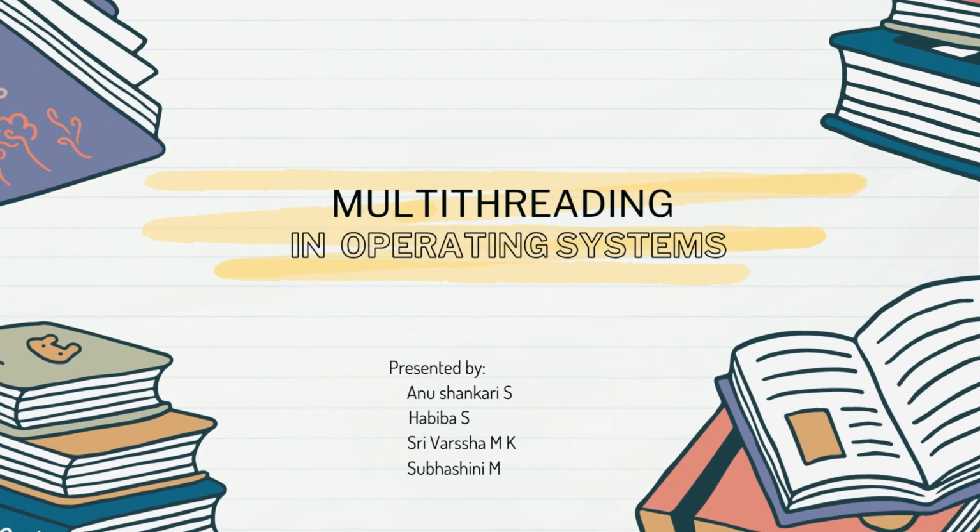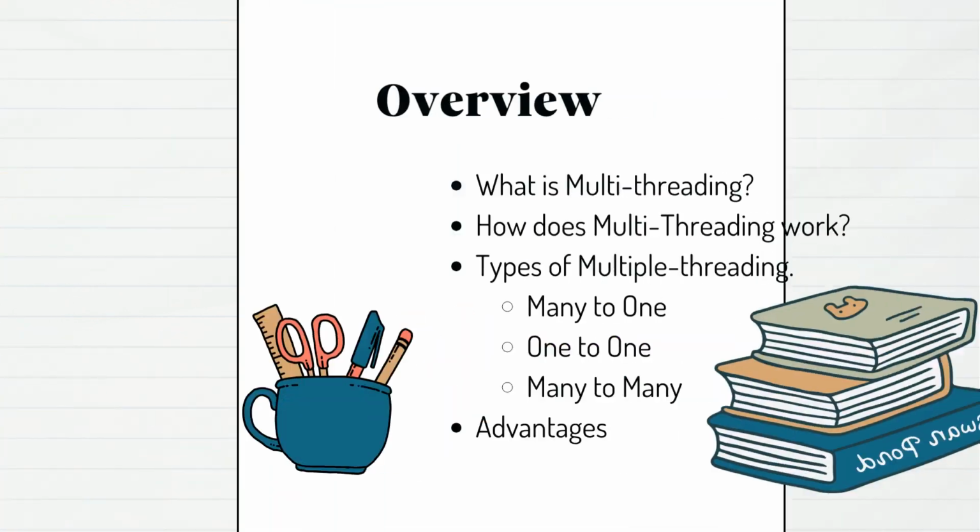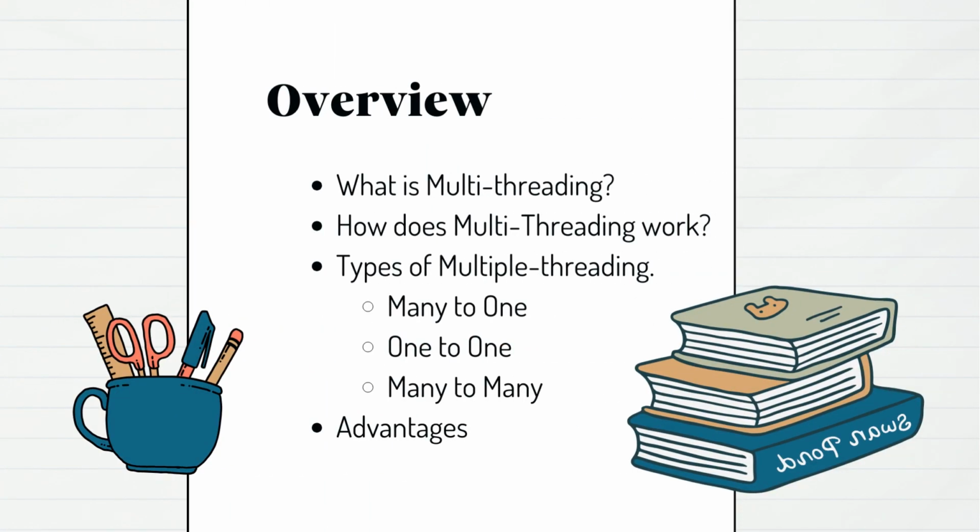Let's discuss multithreading in operating systems. Overview: 1. What is multithreading? 2. How does multithreading work? 3. Types of multithreading: A. many-to-one, B. one-to-one, C. many-to-many. 4. Advantages.